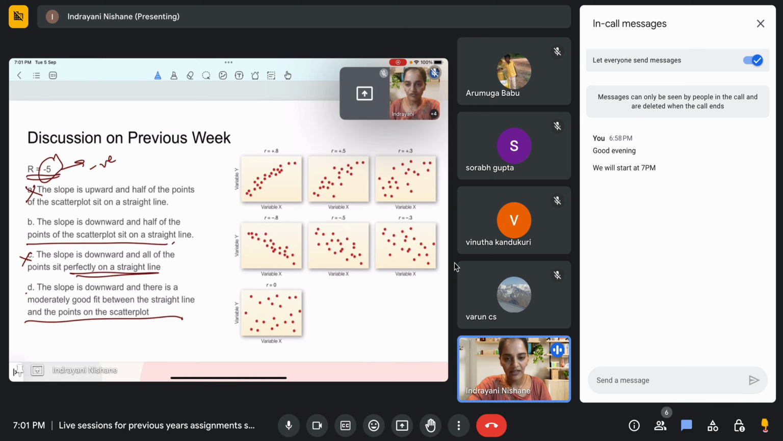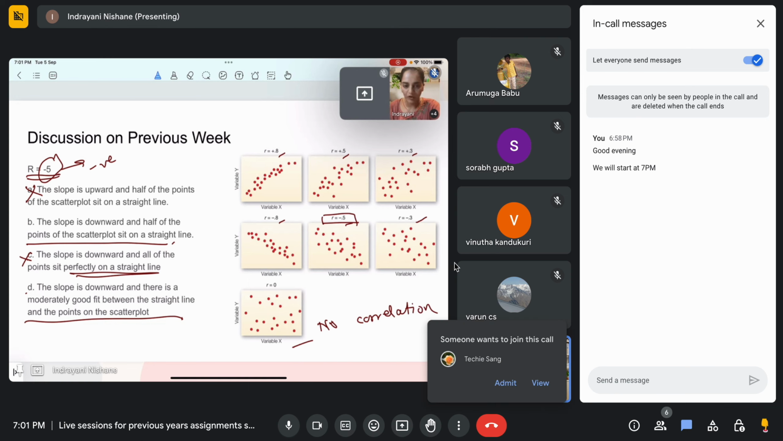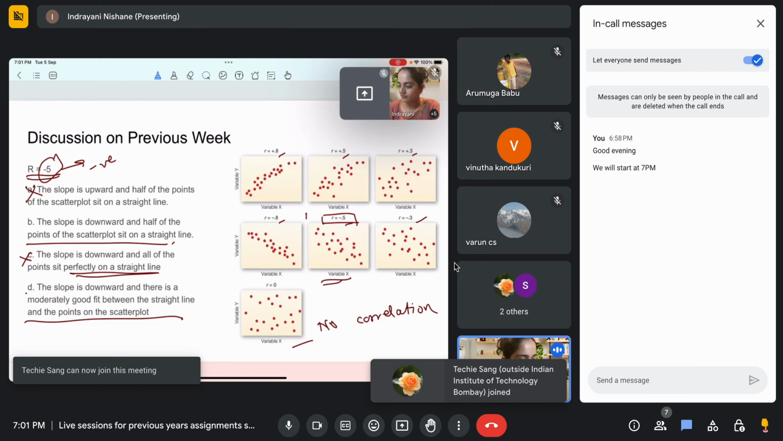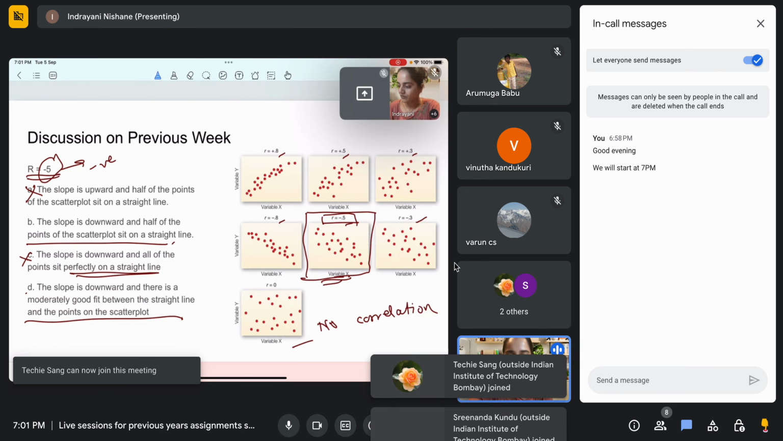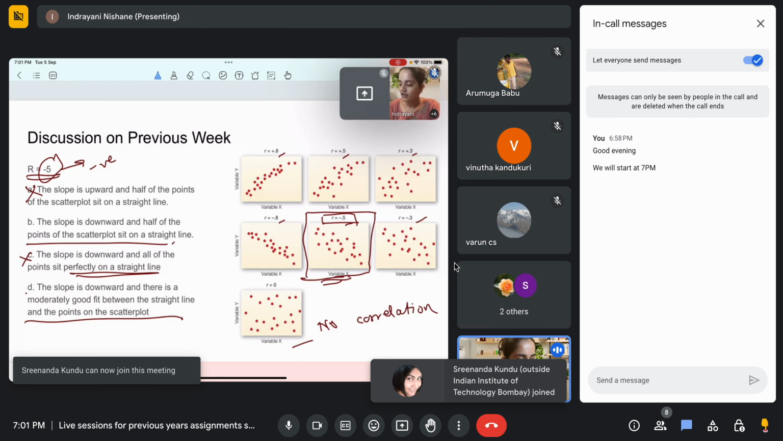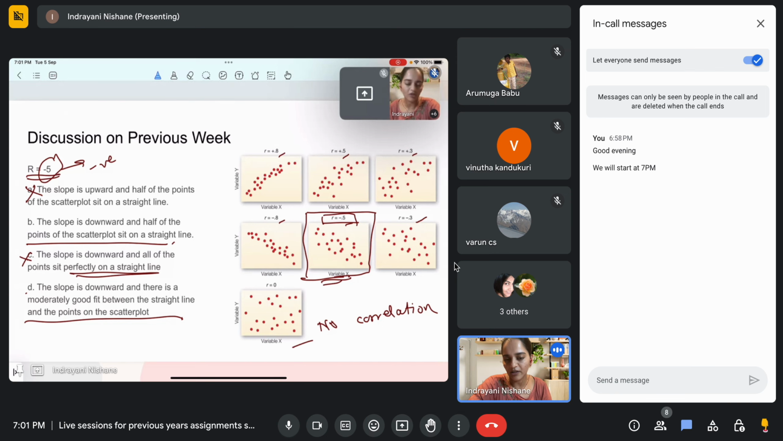To give you an example, so that if there is any confusion because of last week's discussion, I have plotted some graphs with R values of +8, +5, +3, -8, -5 and -3, and this is the no correlation graph, R is equal to 0. Our question says R is equal to -5, so the scatter plot will look something like this graph. There will not be a perfect fit of the straight line, whereas we can call it a moderately good fit.